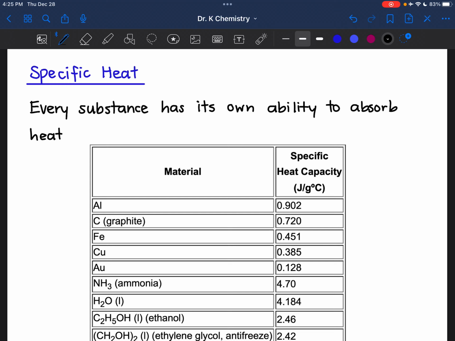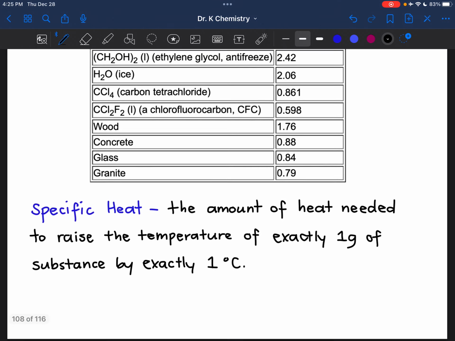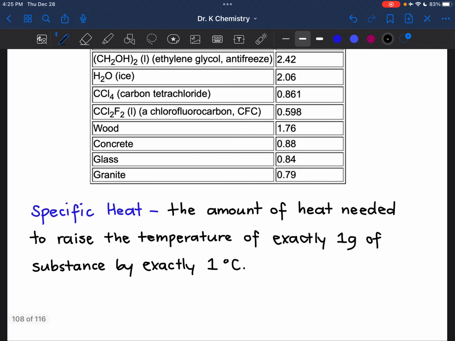And specific heat tells us that every substance has its own ability to absorb heat. So this is a physical property that will be unique to each particular substance. Specific heat is defined as the amount of heat needed to raise the temperature of exactly 1 gram of a substance by exactly 1 degree Celsius.